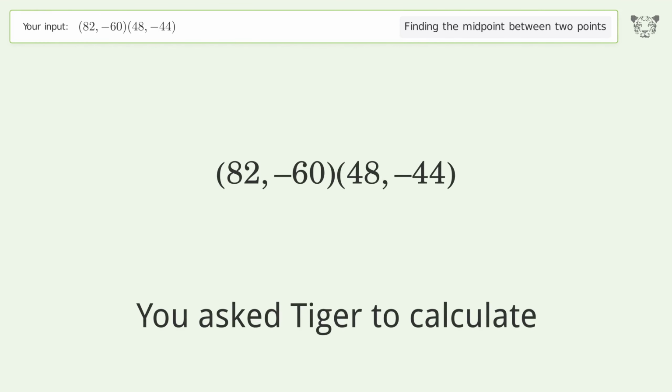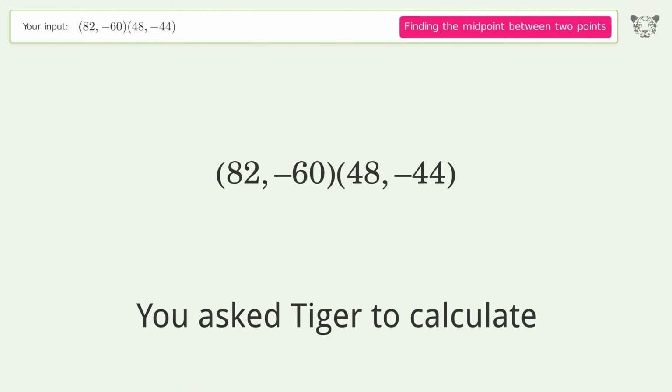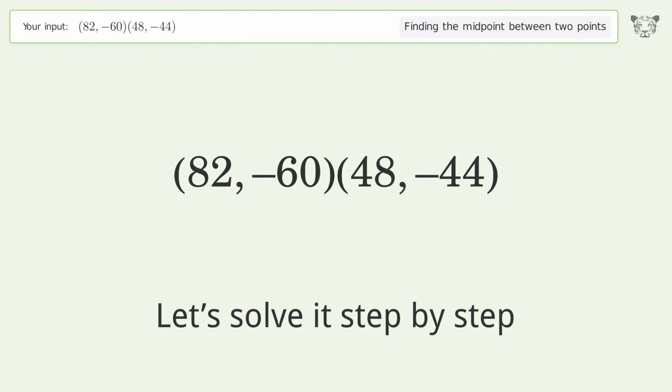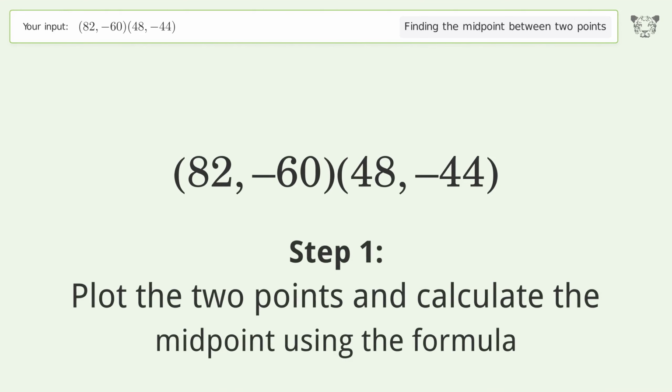You ask Tiger to calculate. This deals with finding the midpoint between 2 points. The midpoint between the 2 points is 65, negative 52. Let's solve it step by step. Plot the 2 points and calculate the midpoint using the formula.